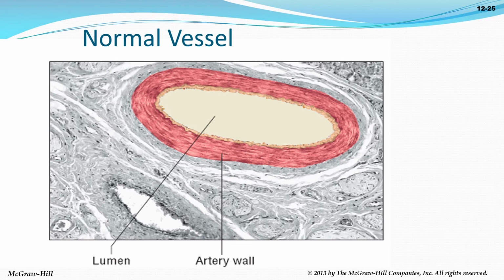Notice the inner surface, relatively nice and smooth on the inside, and whatever's here in red is muscle. Right? So arteries have a lot of muscle because they need to withstand the pressure, and you have to be able to constrict and dilate. So the muscle layer is what allows you to open and close blood vessels.